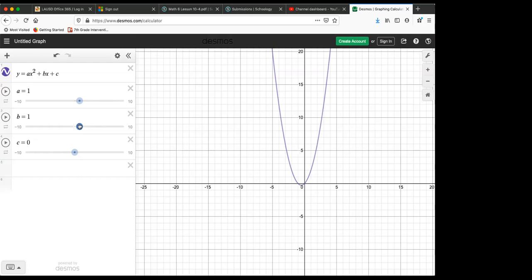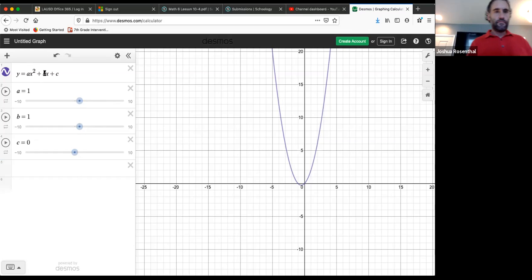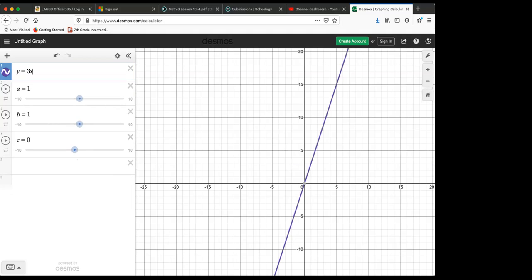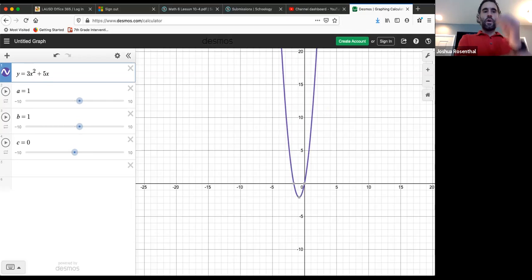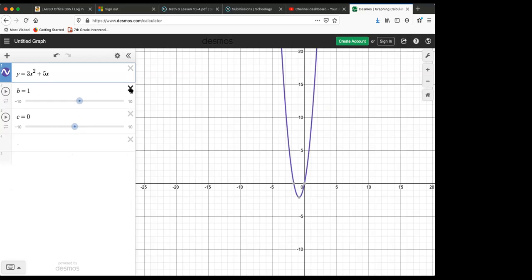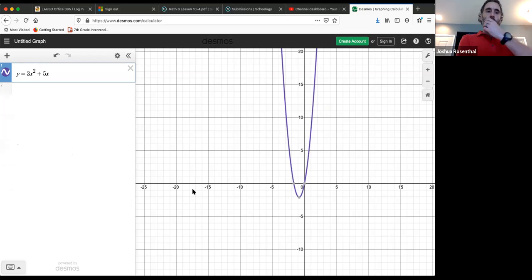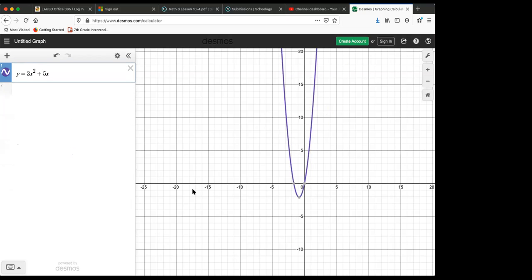Can you plug in an equation for me? Sure. It is 3x squared plus 5x. Okay, so what does the 3 do? The 3 is the A, right? The 3 is more than 1, so it made it steeper. Steepness. Okay, and what did the 5 do? Move it down.